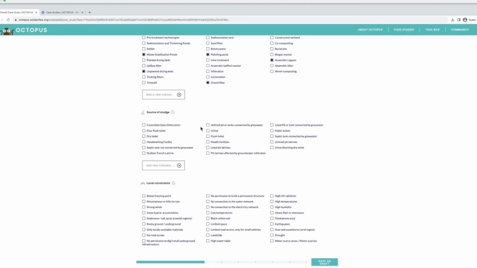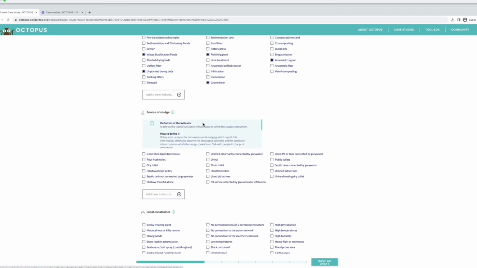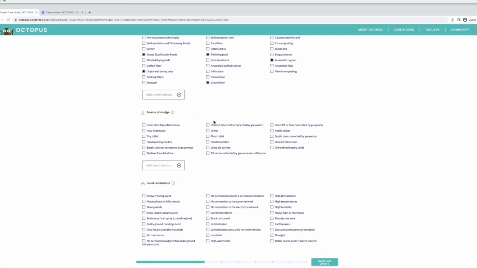Next, we need to define the sources of the fecal sludge incoming to the treatment plant. This indicator is important to estimate the sludge's characteristics, as they vary depending on the origin of the sludge. The design of the plant should be based on the sludge characteristics. For example, the sludge from hospitals is likely to be more hazardous and will need special treatment. It is possible to select several answers here.